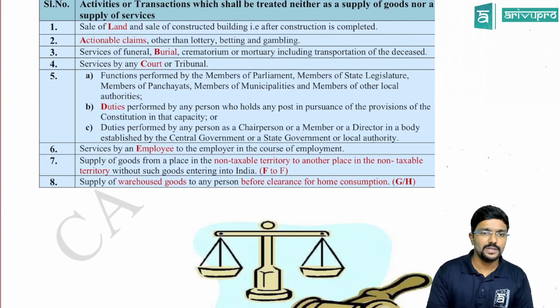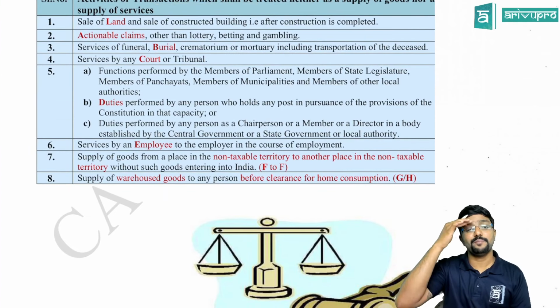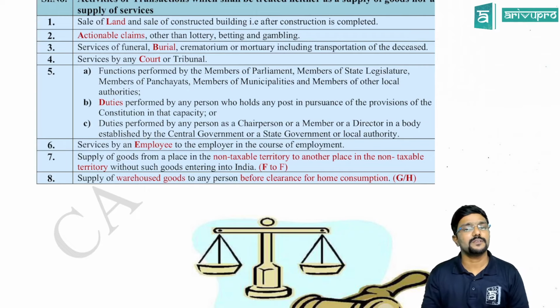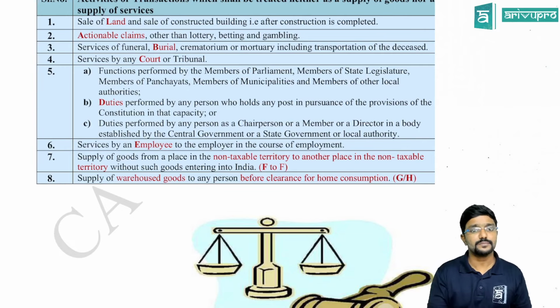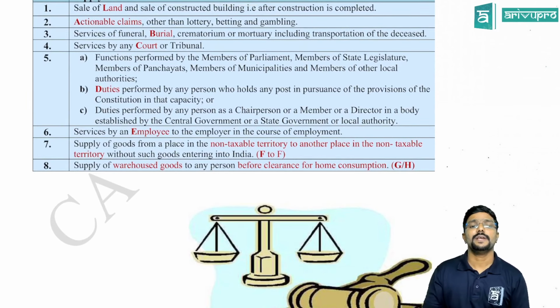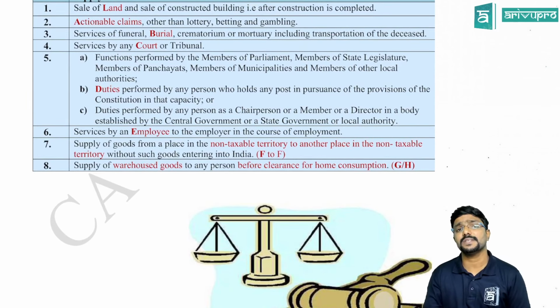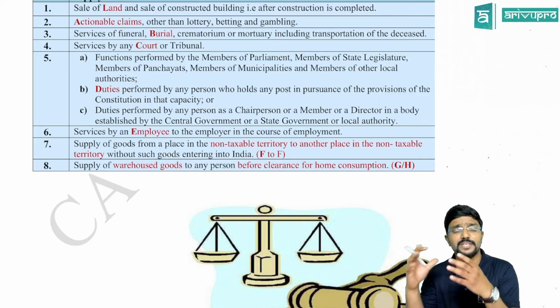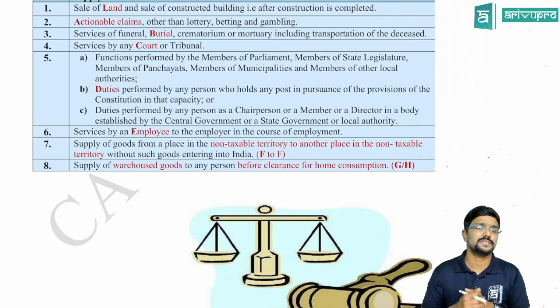Then the 5th one, functions performed by members of MP, that is members of parliament, members of state legislative, that is MLA. Then members of panchayat, members of municipalities or members of other local authorities. Simply politicians. Duties performed by any person who holds any post in pursuance of provisions of the constitution in that capacity, like President of India, Vice President, Speaker, or any persons like that.